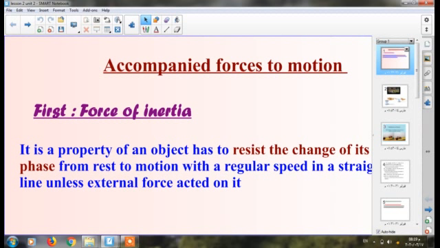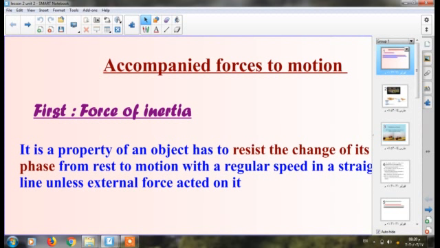What is the difference between them? Force originated due to motion: the body moves in a straight line at regular speed, and as a result of this motion, an amount of force is generated from it. The second type, force causes motion, means that we need this force to move an object from one place to another place. The first type, force originated due to motion, includes the force of inertia and friction force.